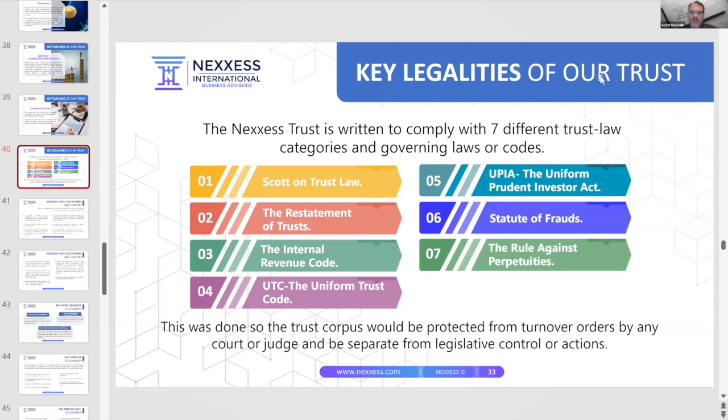All right, so what are the key legalities of our trust? These are the 7 things that matter. At the end of the day, 7 things that make our trust compliant: Scott on Trust, the Restatement of Trust, Internal Revenue Code, UPIA, Statute of Frauds, Rule Against Perpetuities, Uniform Trust Code. These are the 7 things that matter.